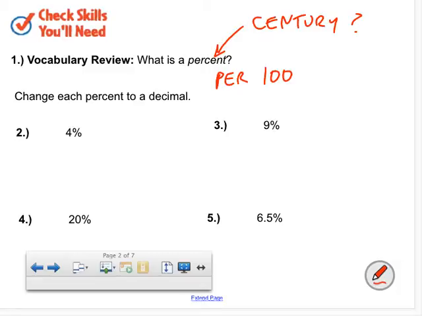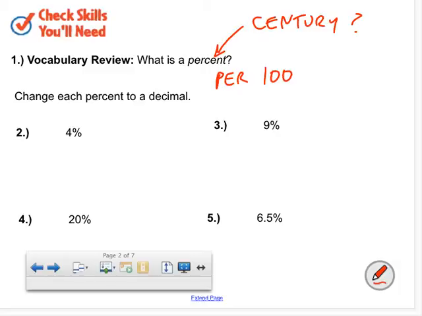Change each percent to a decimal. How do we do this? Do you guys remember how to do this? So this is review. We know how to go from a decimal to a percent and a percent to a decimal, but they're just wanting us to go from a percent to a decimal. How do we do this? Alexis? We move the decimal twice to the left.